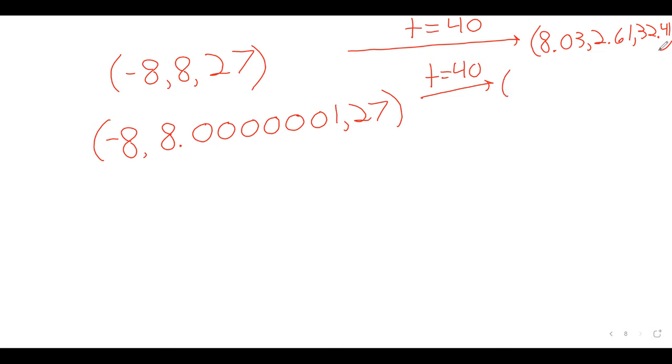The second point will be nowhere near that: negative 2.54, negative 0.64, 23.87. So this is not, of course, the weather system, but this is what Lorenz was seeing.